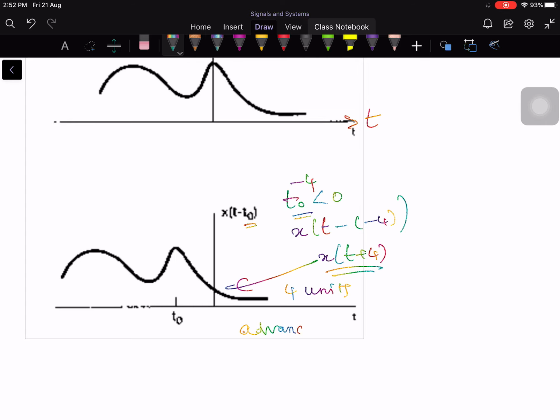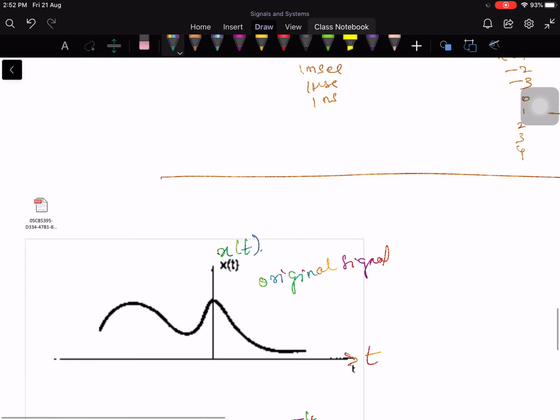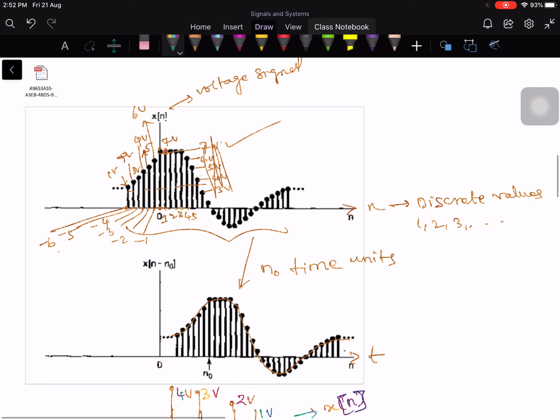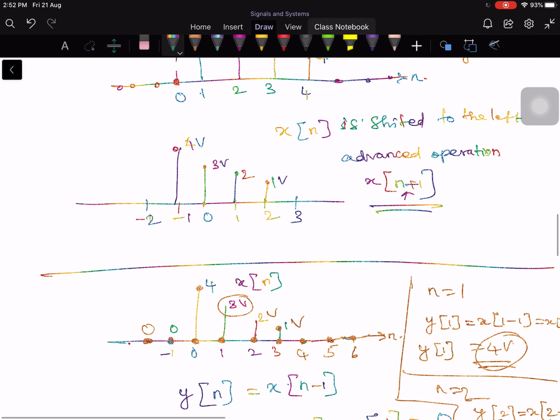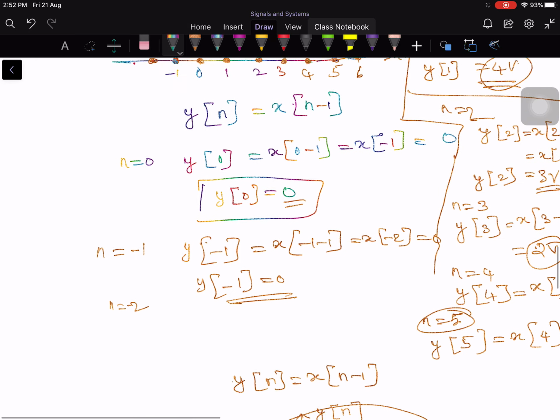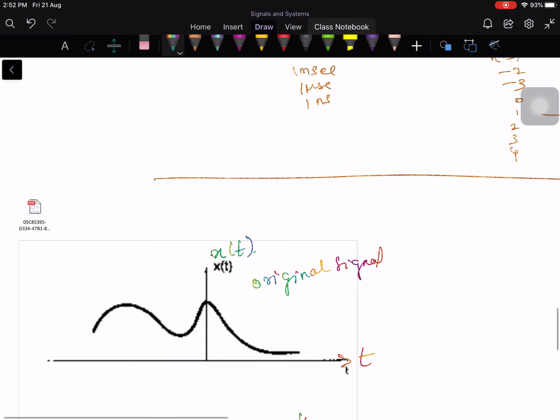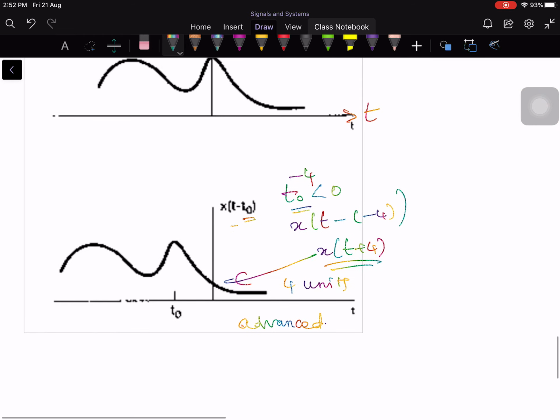Advanced. And this one is a delay. And this is advanced. So this x of t minus t naught is the advanced version of x of t. It's very simple to understand this.